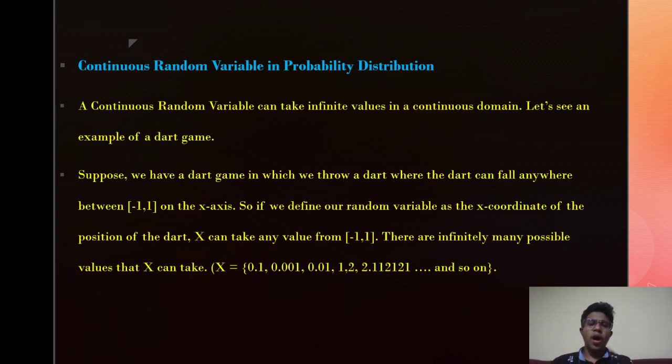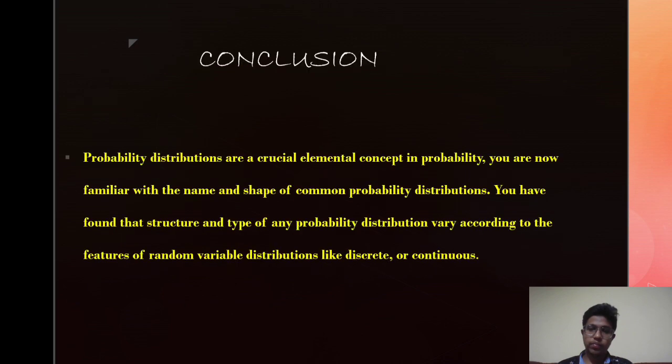Continuous random variables can take infinite values in a continuous interval. Let's see an example. Suppose we take a dot which can fall anywhere between -1 and 1 on the x-axis. So we define the random variable as the coordinate of the position between -1 and 1, which has infinitely many possible values.